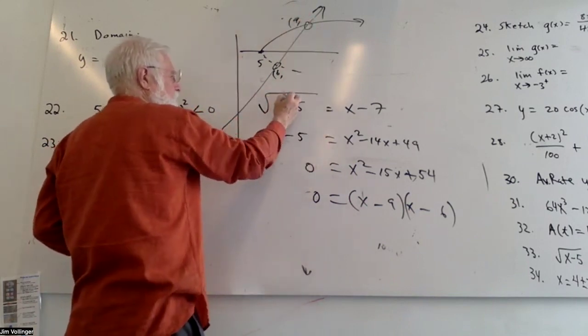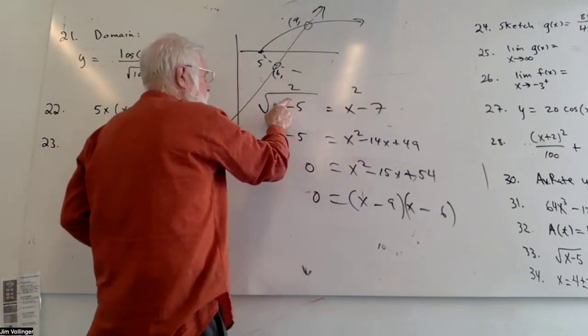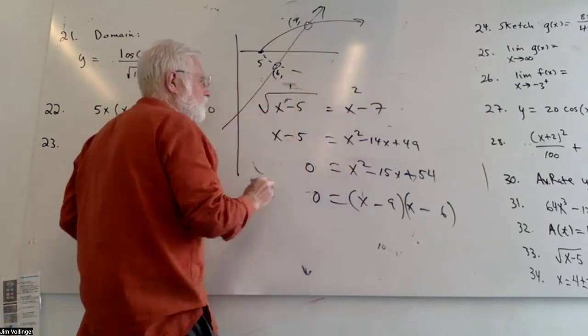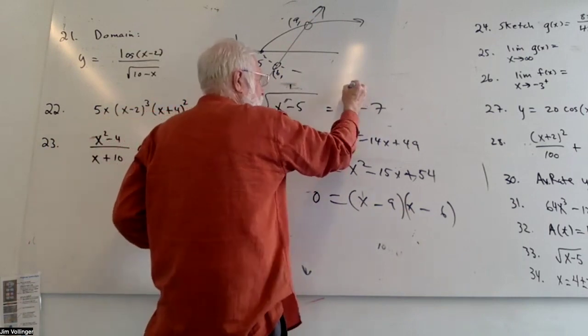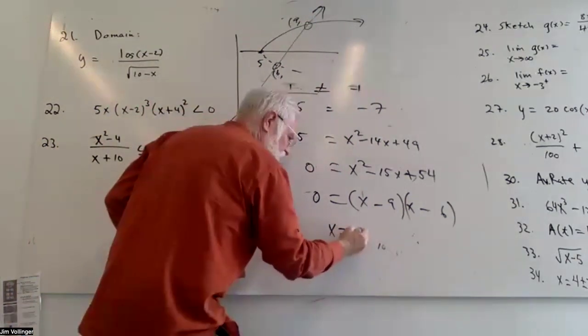9 minus 5 is 4. Square root of 4 is 2. 9 minus 7 is 2. Let's put 6 in. 6 minus 5 is 1. Square root of 1 is 1. But 6 minus 7 is negative 1, and 1 does not equal negative 1. Only one answer: x equals 9.